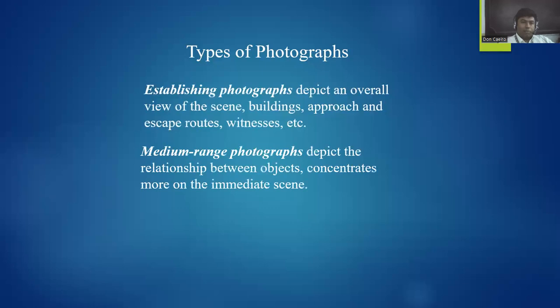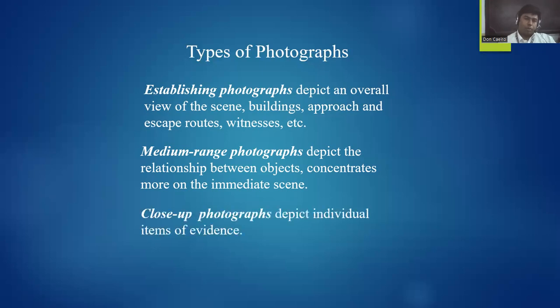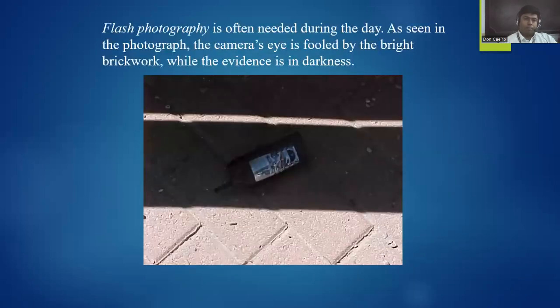Then we have the medium range photograph, or mid range photograph, which depicts the relationship between two objects present in the scene of crime. This medium range photograph deals with the immediate crime scene, the actual crime scene that is there, and the objects inside the crime scene. Further going into each object or evidence present in the crime scene, they take the close-up photographs, which depict the individual items of the crime scene.